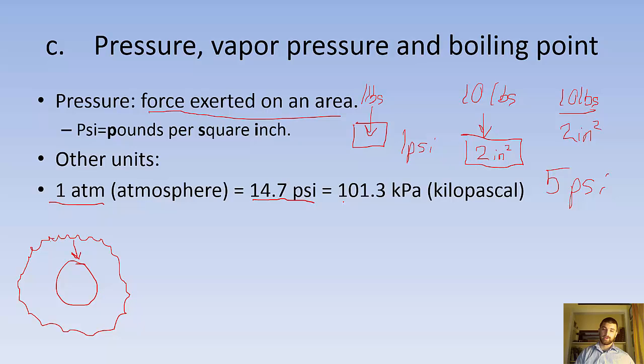And the other unit that we're going to use is kPa, or kilopascal. And here's the conversion for it. 1 atmosphere is 14.7 PSI, and it's also 101.3 kPa. All units you can find on your reference tables.